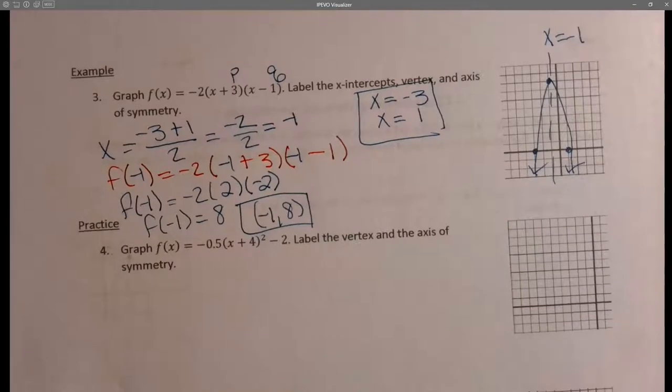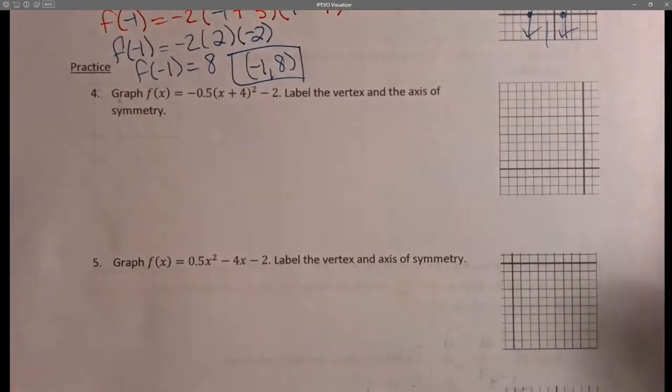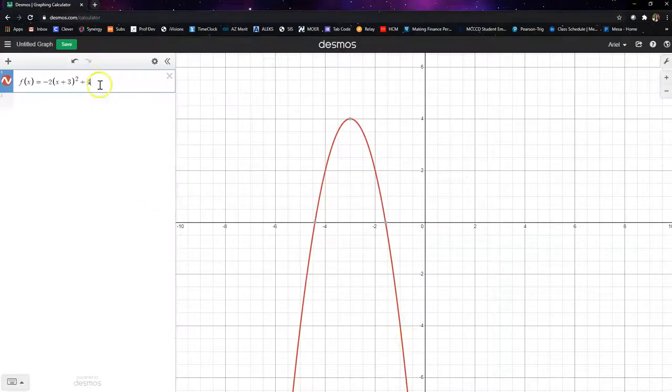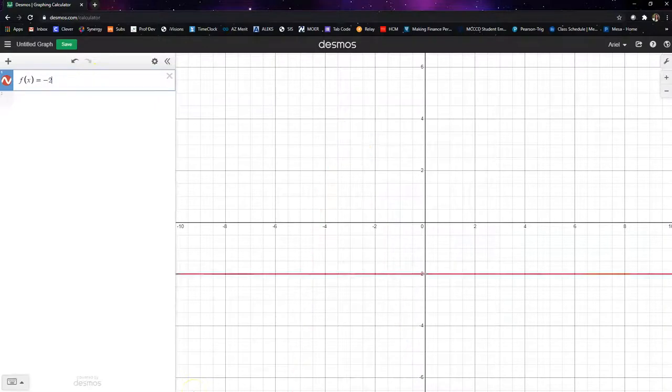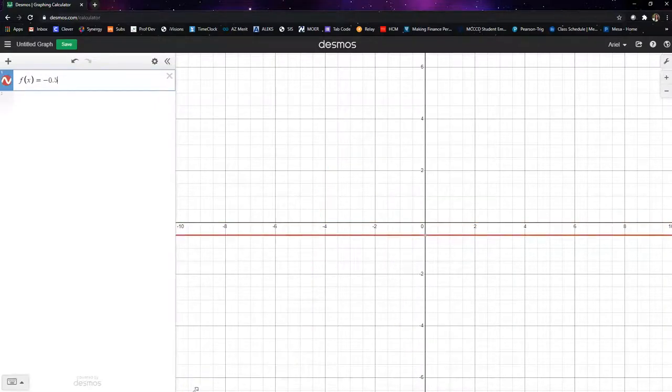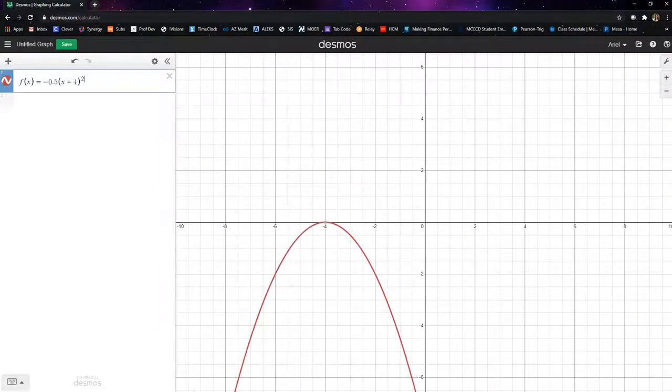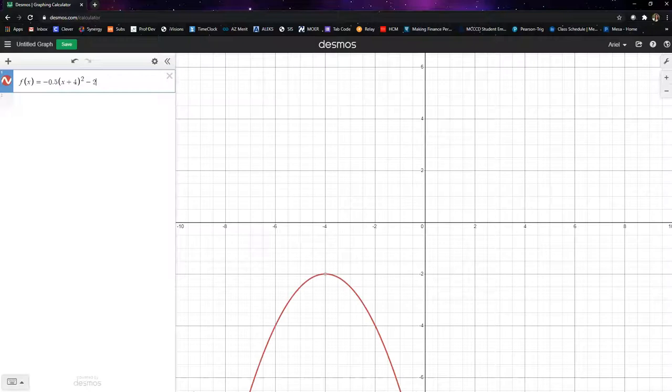Okay. What I want to do on this one is actually graph this by using the Desmos. So I am going to type this one in. Okay, so this one, my vertex is at -4, -2. And then it is opening down.